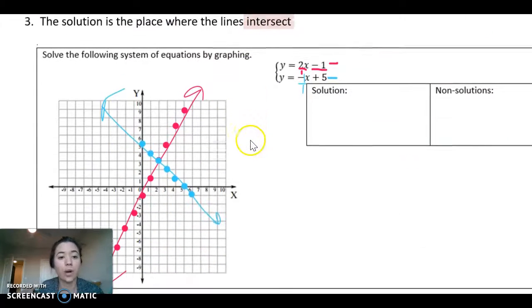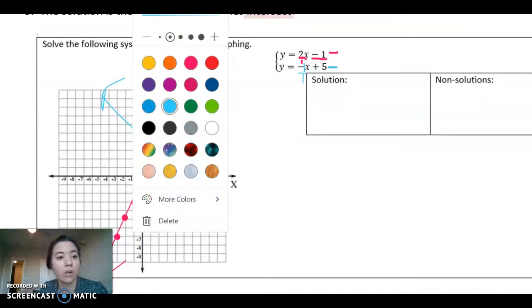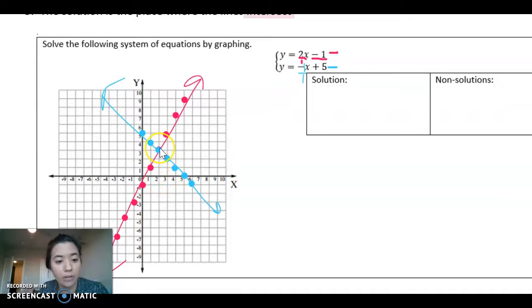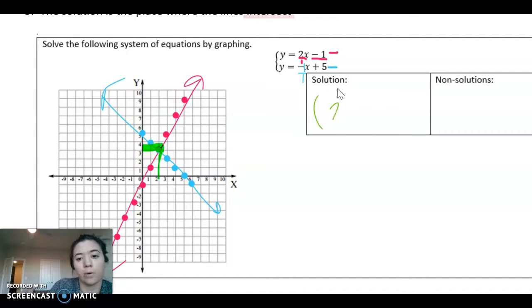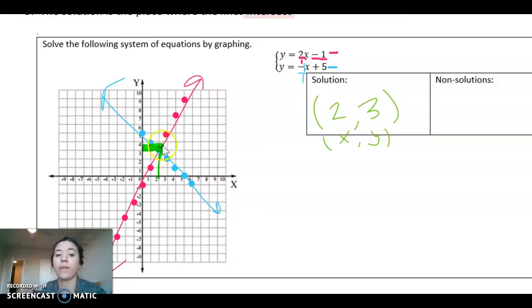The solution is where the lines intersect. So we can find that by looking at this point right here. It's at 2 and then 3. Remember, ordered pairs are written 2, 3. So the solution to this problem would be 2, 3, x, comma, y. Okay, again, it's where they intersect.